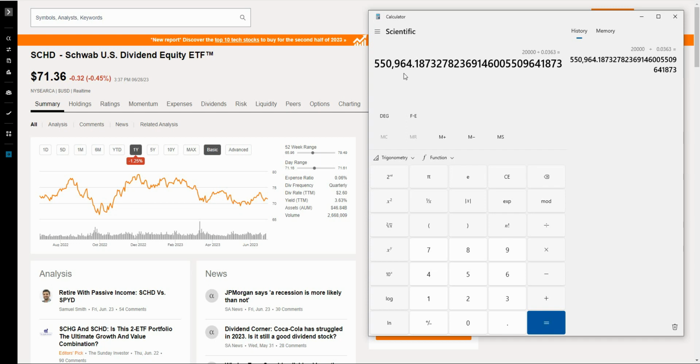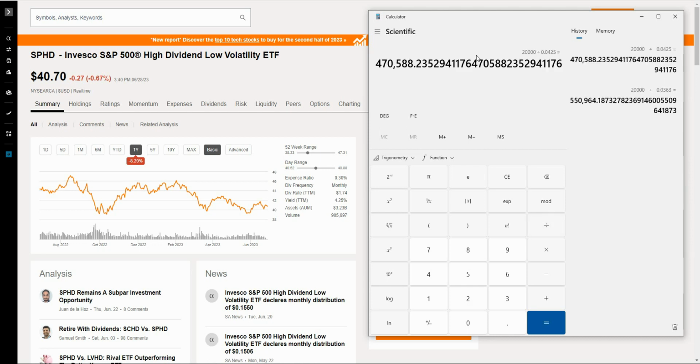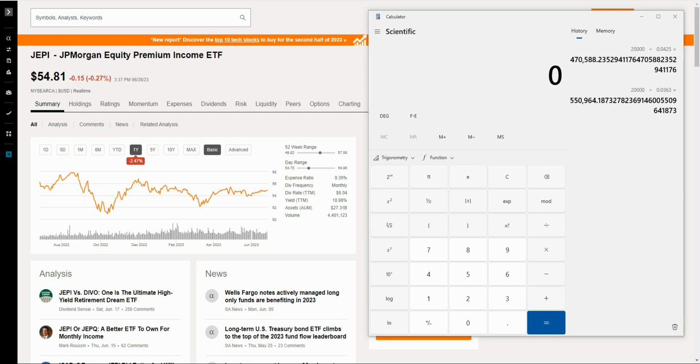So I would need far less than what my current anticipated capital would be if I were to invest into this ETF. Now I'm going to do the fund SPHD, another popular ETF. It pays monthly and it also gives a higher yield. So I need even less, about $471,000. And the final one we have here is JEPI, which is like the hallmark of dividend ETFs.